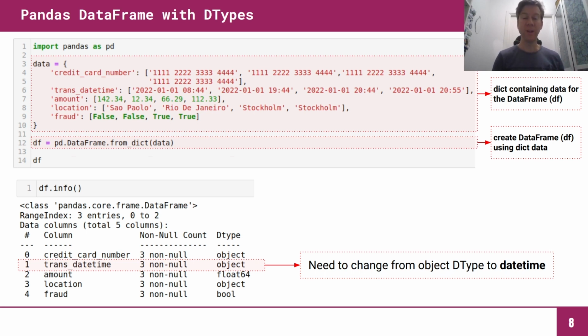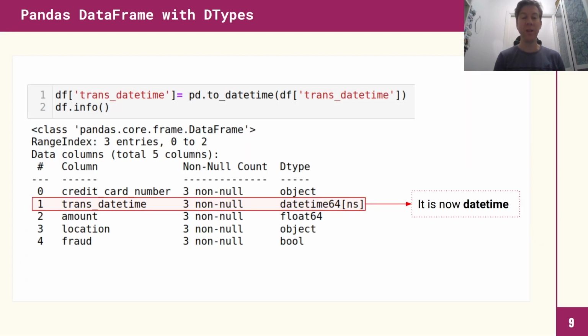Now, we said on the previous slide it should really be a datetime data type in Pandas, because that's what we would expect to have for this event time column, the trans_date_time column. So how do we change this column type, or cast this column from a string to a datetime? Well, you can do it as follows.